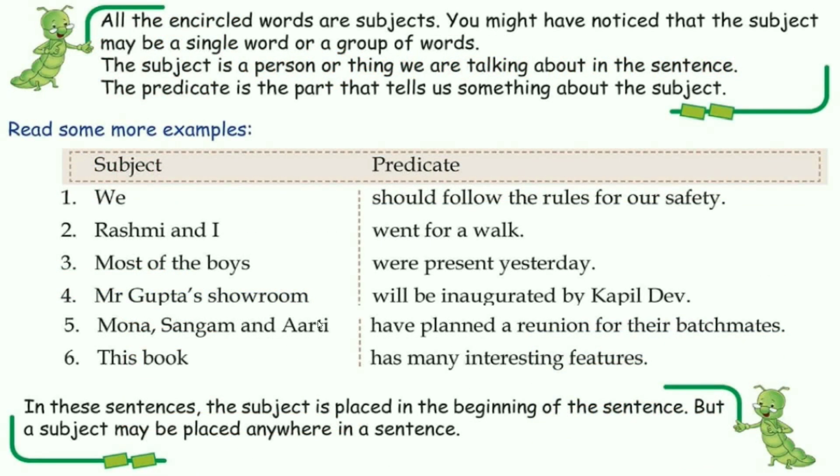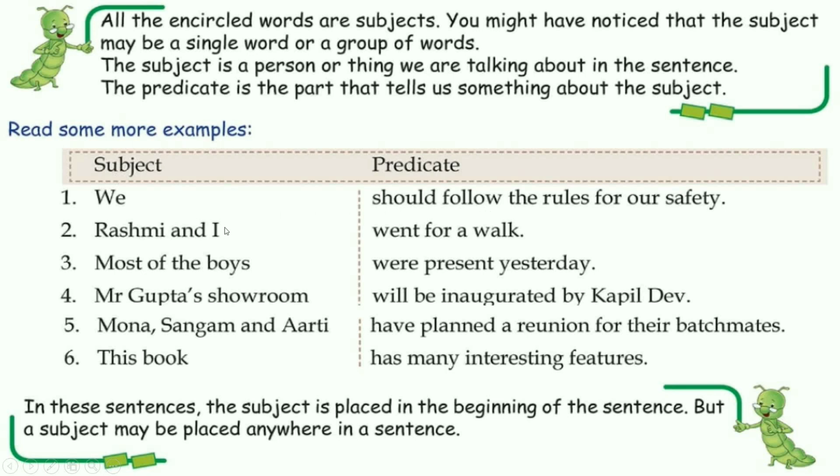All the encircled words are subjects, which we have seen on the last page. You might have noticed that the subject may be a single word or a group of words. What is a subject, children? It is a person or thing we are talking about in the sentence. And what is a predicate? It is the part that tells us something about the subject. Okay, let's read some more examples. Subject and predicate. In the first sentence, you can see we are talking about we, so it is the subject and the rest will be predicate, that is, should follow the rules for our safety.